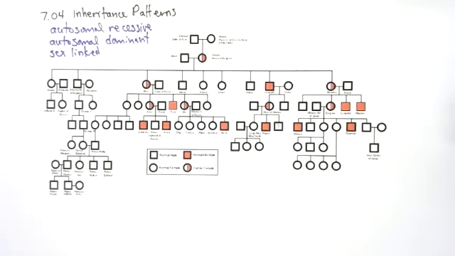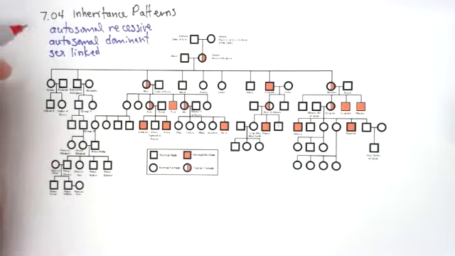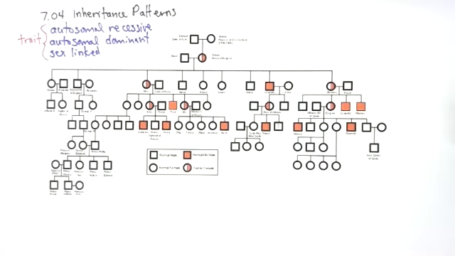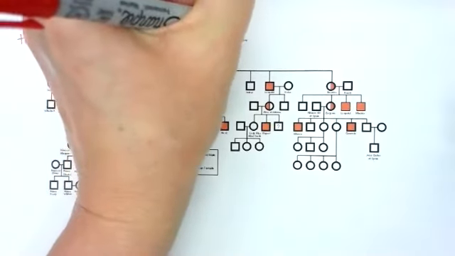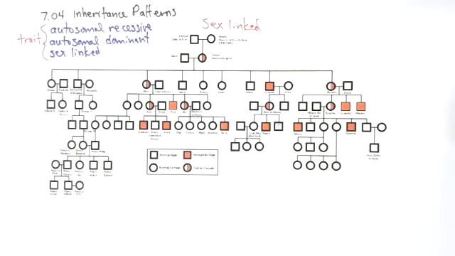tell that a pedigree is either autosomal recessive, and by that we mean the trait, or the disease. The trait is either autosomal recessive, it's autosomal dominant, or it's sex-linked. Now, I think that sex-linked, and that's what we have here, is one of the easiest to tell. So what we have here is the pedigree for Queen Victoria.